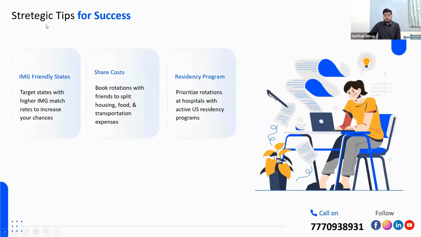Okay, for rotation, where to book it? Try to do it in an IMG-friendly state, so your chances of getting a match increase. You can book it with a friend because the cost gets shared. With the staying, the food, and the transport, you can share the cost. It decreases, and you do it in a residency program which is IMG-friendly, which gives visas, and you might have a chance of getting an interview from there.